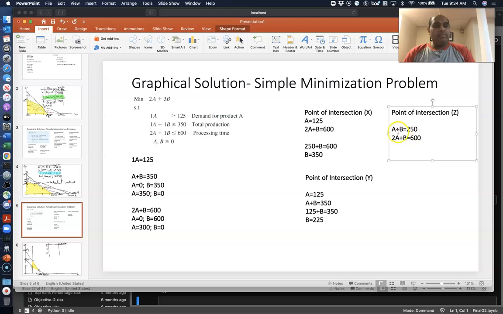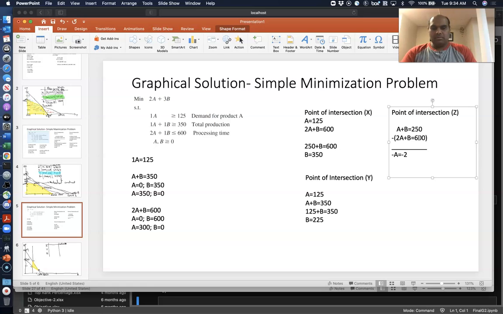We already have B and B, the coefficients being the same. So I'm going to subtract the second equation from the first, multiply the second equation by minus 1 and add the two equations, however you want to think about it. This gives us A minus 2A, which is minus A, is equal to 350 minus 600, which gives us minus 250.